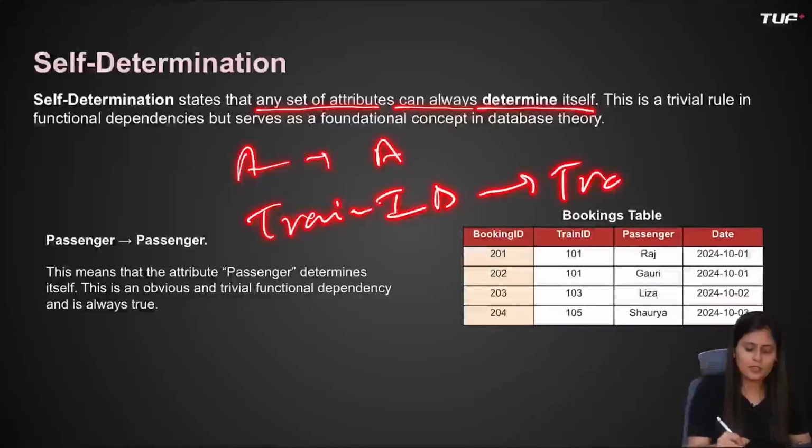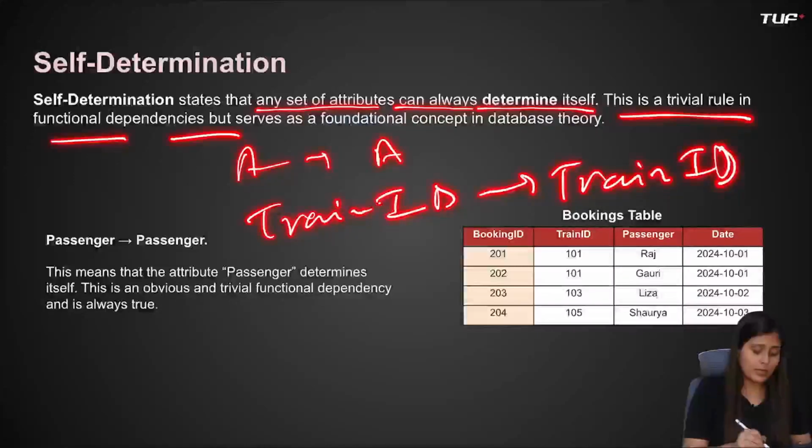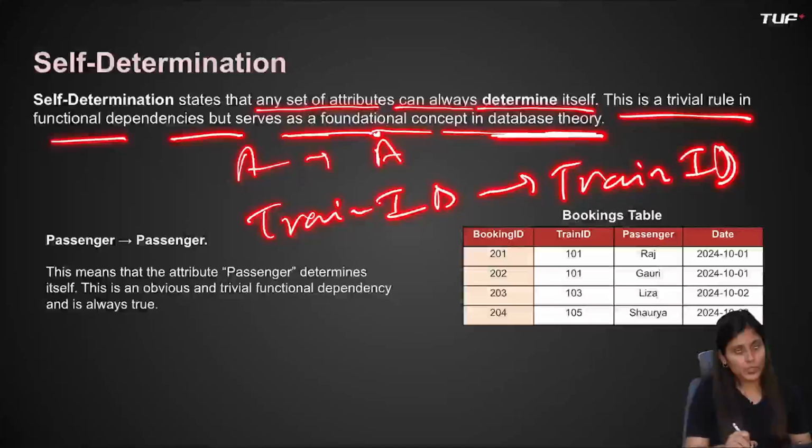And this is true for every attribute. So this is a trivial rule for functional dependency, but trivial means it does not give any new information, but it serves as a functional dependency concept in database theory. It also comes under the functional dependency.